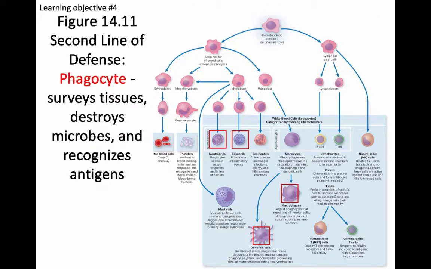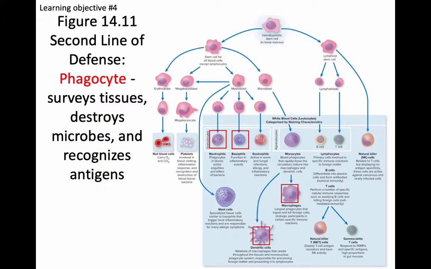One of the main players of the second line of defense, so these will be an early responder cell if a microbe gets into the host, are the phagocytes. So the phagocytes are charged with surveying the tissues, destroying microbes, and recognizing antigens, which is a term meaning any foreign molecule that initiates an immune response.